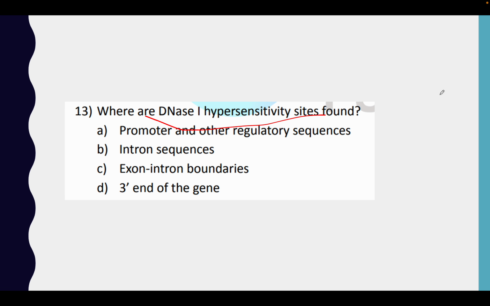अब ये जो accessible chromatin zones हैं जहाँ पर हमारा ये डिग्रेडेशन हो रहा है DNase 1 का, वो ट्रांसक्रिप्शनली एक्टिव हैं since this remodeled state is necessary for binding of proteins, यहाँ पर हमारे ट्रांसक्रिप्शन फैक्टर्स आके बाइंड करेंगे. अब ट्रांसक्रिप्शन फैक्टर्स कहाँ बाइंड करते हैं? Is it intron, exon intron, 3' end of the gene, or promoter or other regulatory sequence?